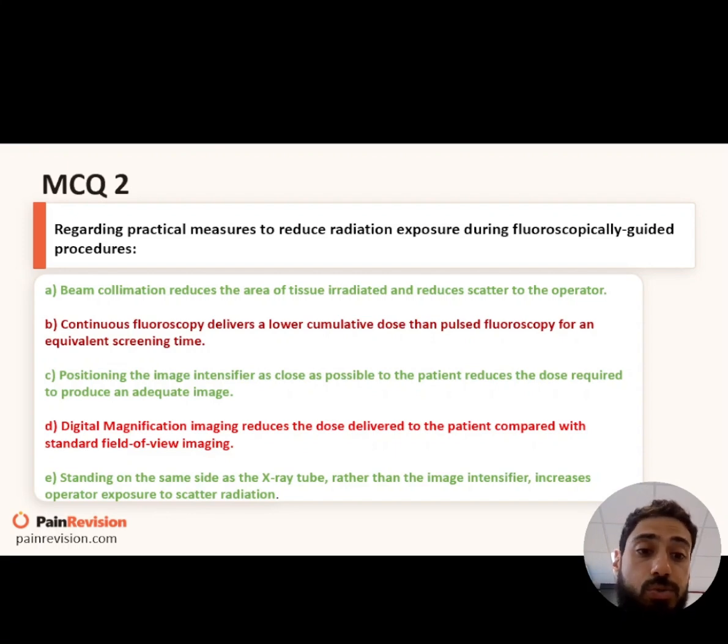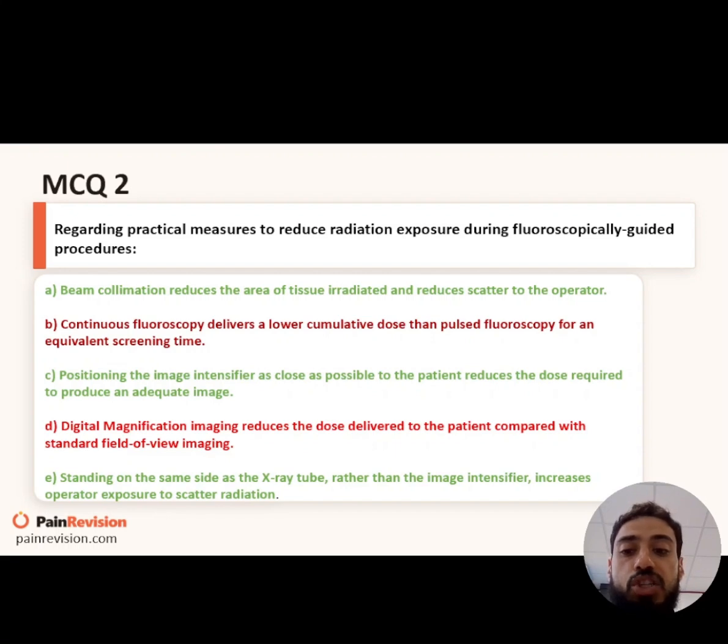So this is also a relatively straightforward question, and going through the answers, choice A, collimation, of course, will reduce the area of tissue being irradiated because you're basically reducing the divergent beams, so fewer photons are going to go to the patient, and that means less scatter. B is false. Continuous fluoroscopy will deliver a higher dose compared to pulse fluoroscopy.